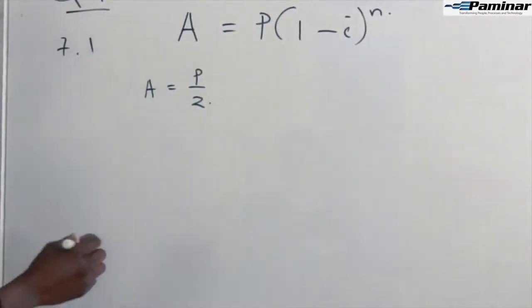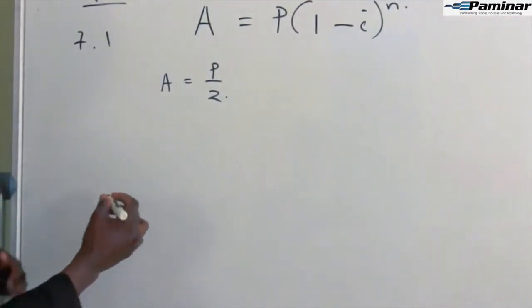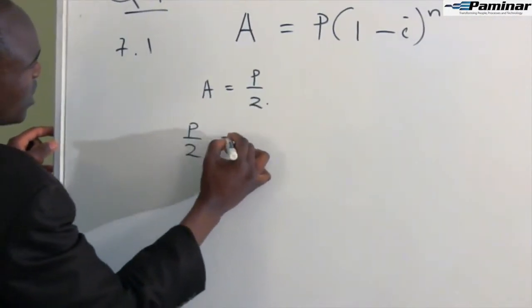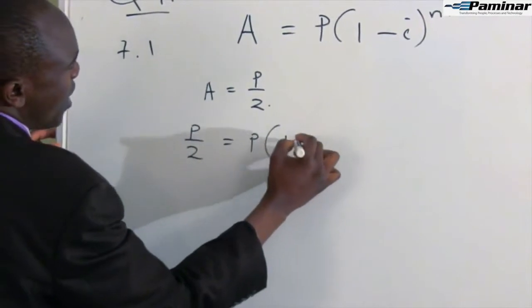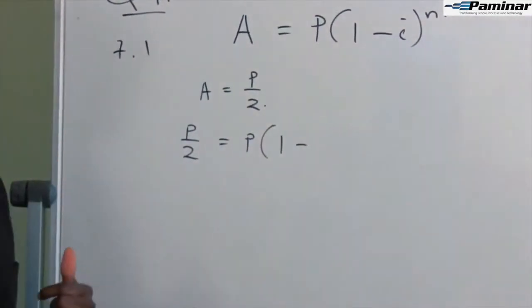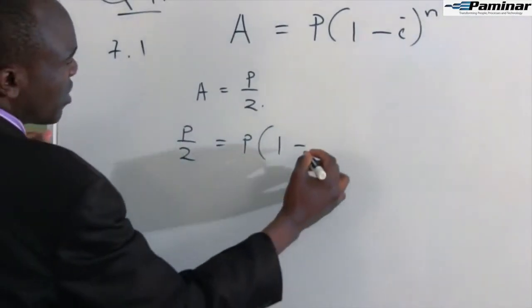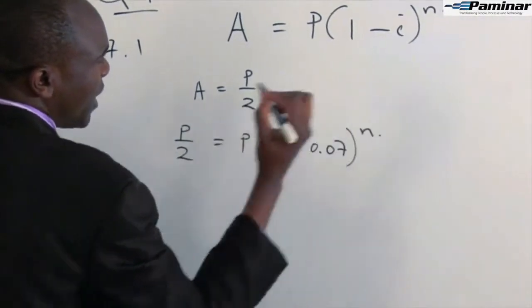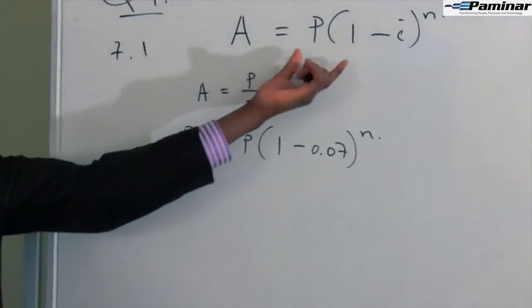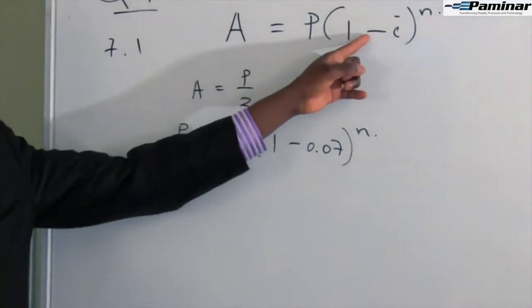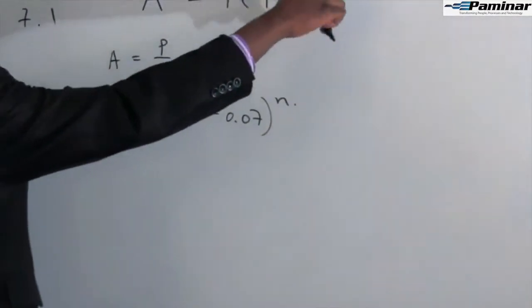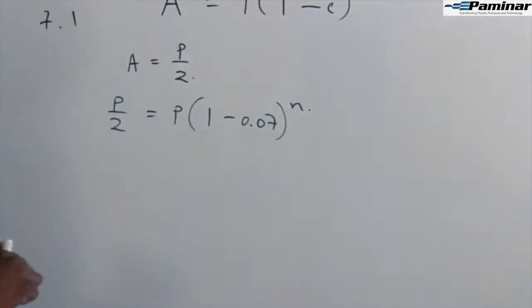Now we put A in our formula, which is P over 2. Then P over 2 is called P(1 minus i), and for i we have 0.07, to the power n. We use this formula because it's depreciating, that's why it has a negative, and also because it's reducing balance, a compound formula.